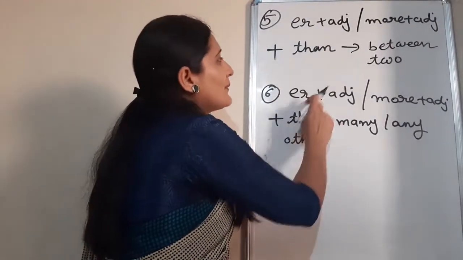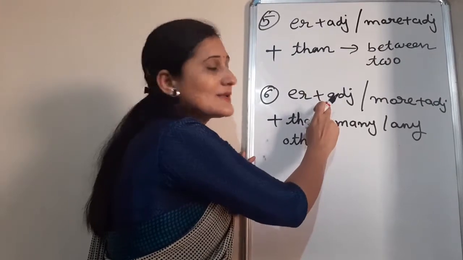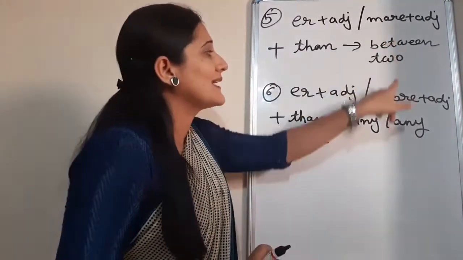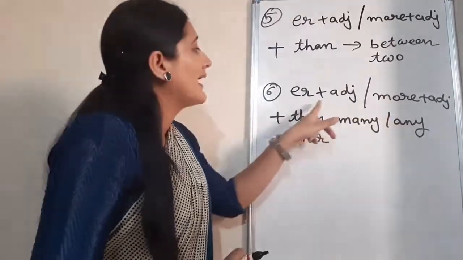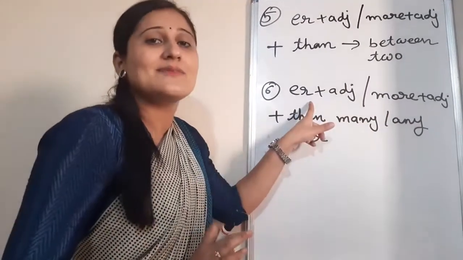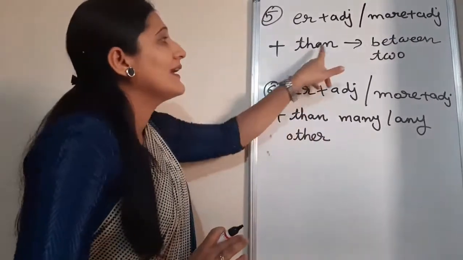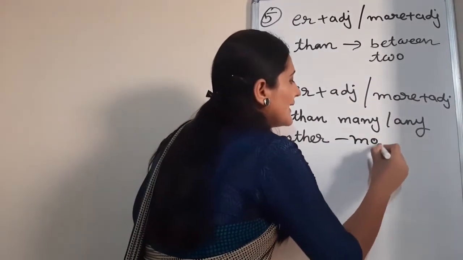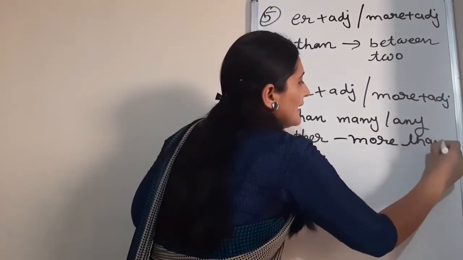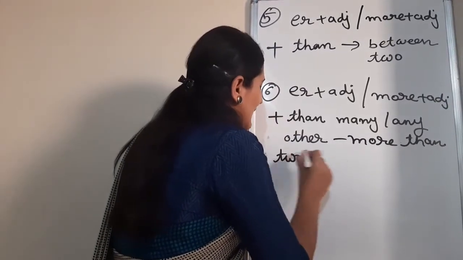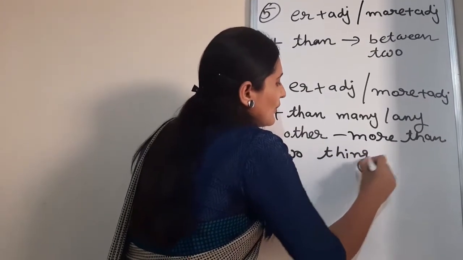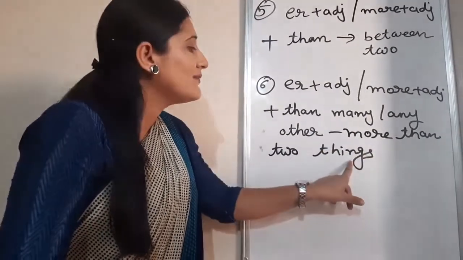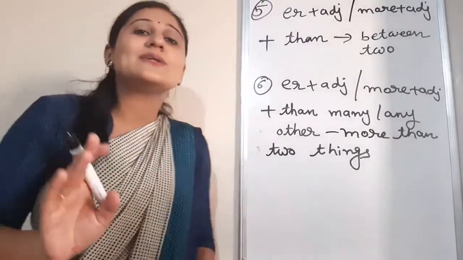So see, er plus adjective: stronger, smaller, bigger, right? I told you er you need to add, and more plus adjective if the adjective is big, and er plus adjective if the adjective is small, right? Then if between 2 things, we need to add then, and here for more than 2 things, we need to add then many or any other if comparison between more than 2 things.